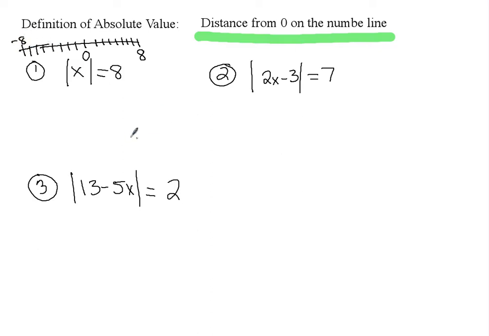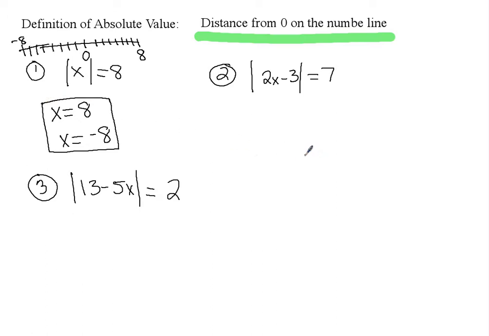So I have two numbers that are 8 away from 0 on the number line. So x could have a value of positive 8, or x could have a value of negative 8. So these are my two answers for problem number 1.